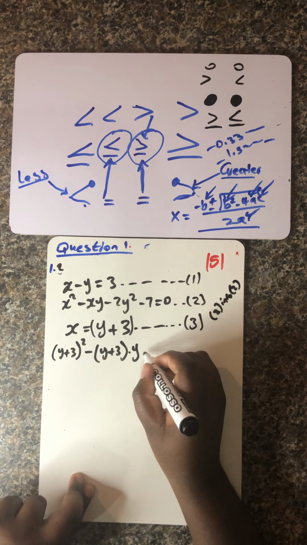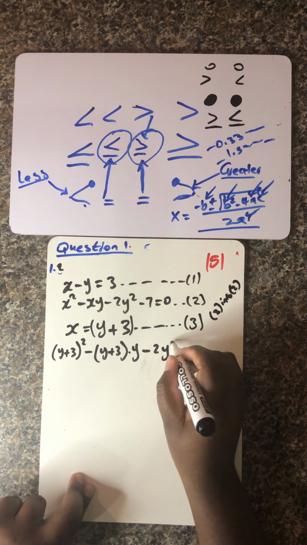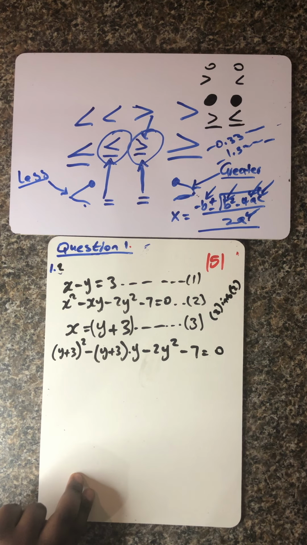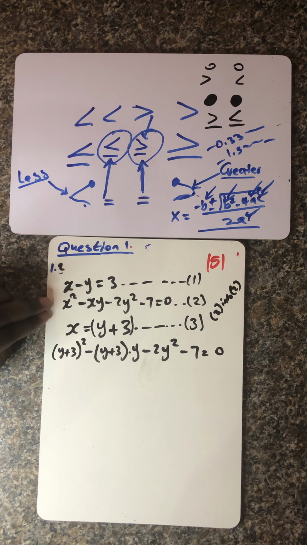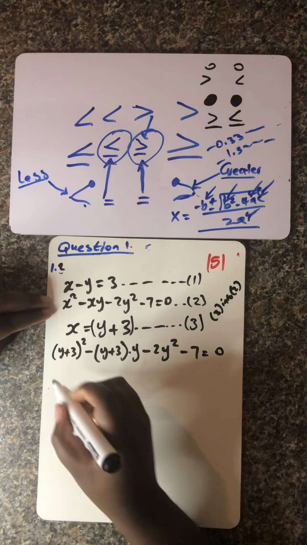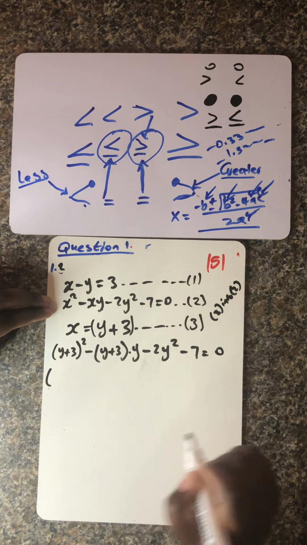Let me just remove that. It's minus 2y squared minus 7, it's equals to 0. Okay, so ladies and gentlemen, let's now remove the brackets. Obviously there you expand.